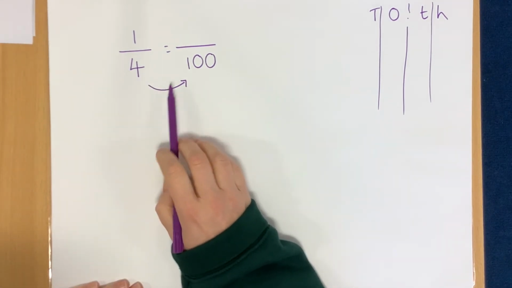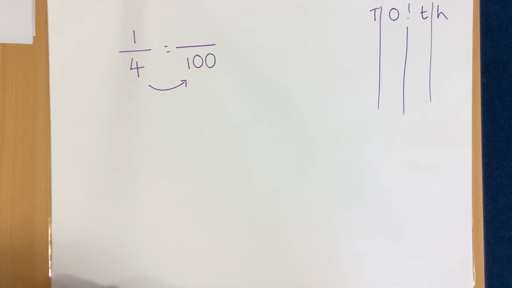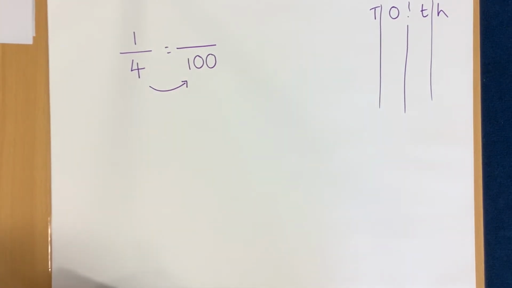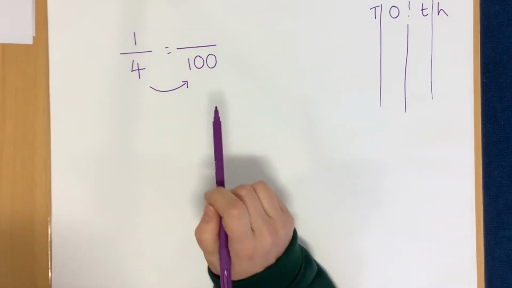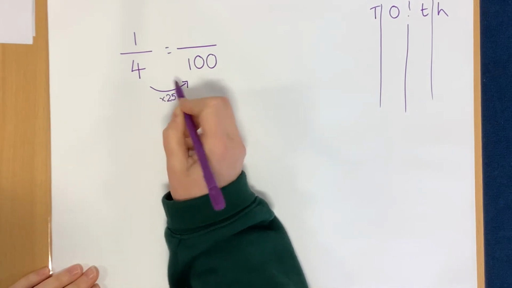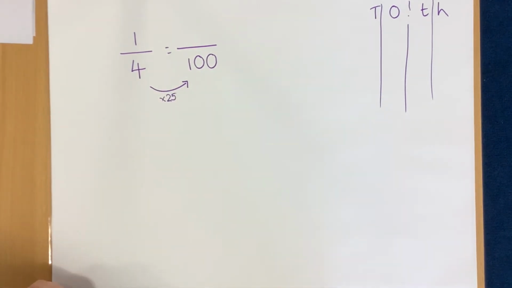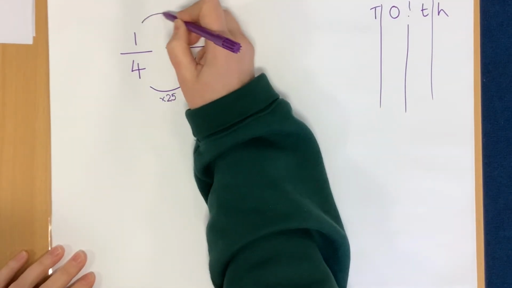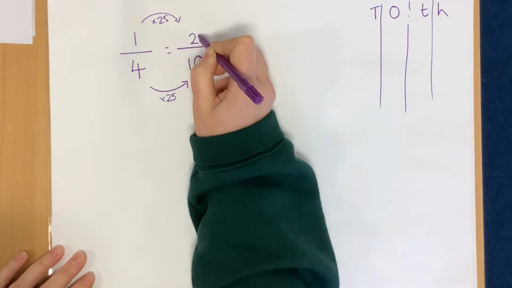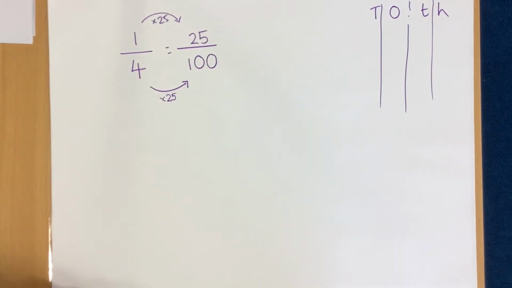4 times what is 100? If you're not sure, remember 100 divided by 4 is the same as halving, and halving again. Half of 100 is 50, half of 50 is 25. So we are multiplying 4 by 25 to get 100. We have to do the same to the numerator, which will give us 25 hundredths.